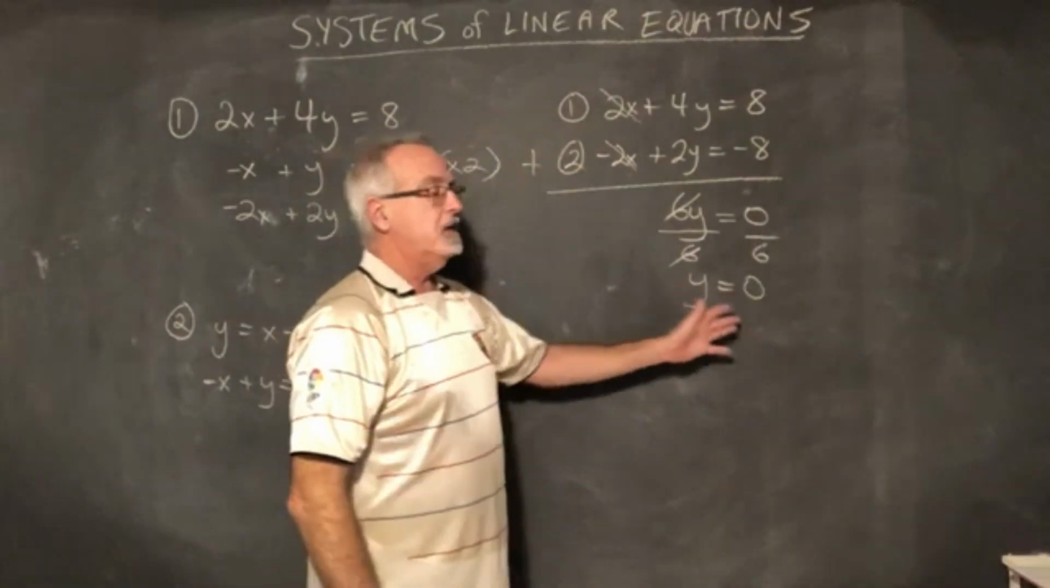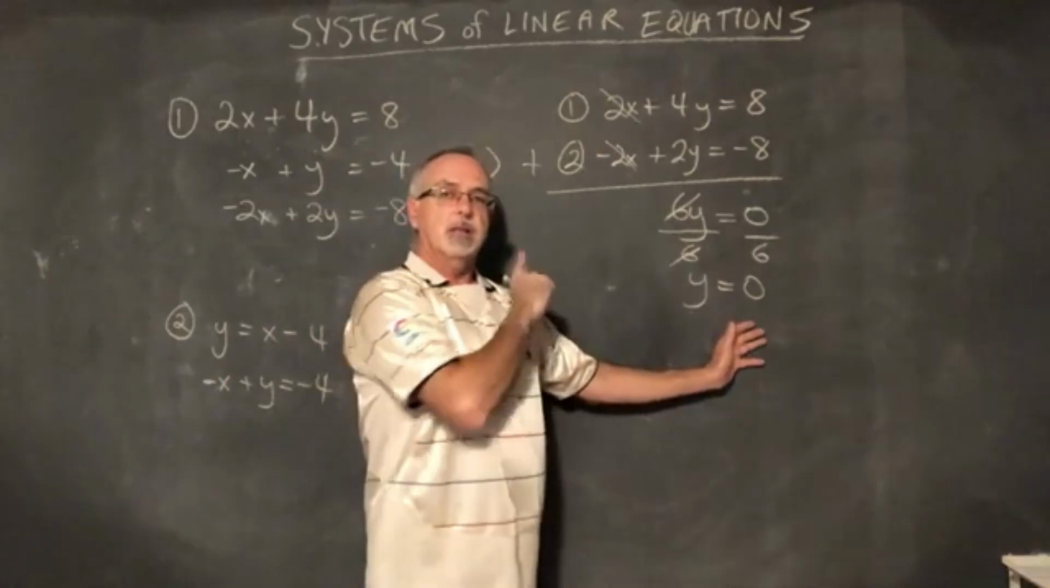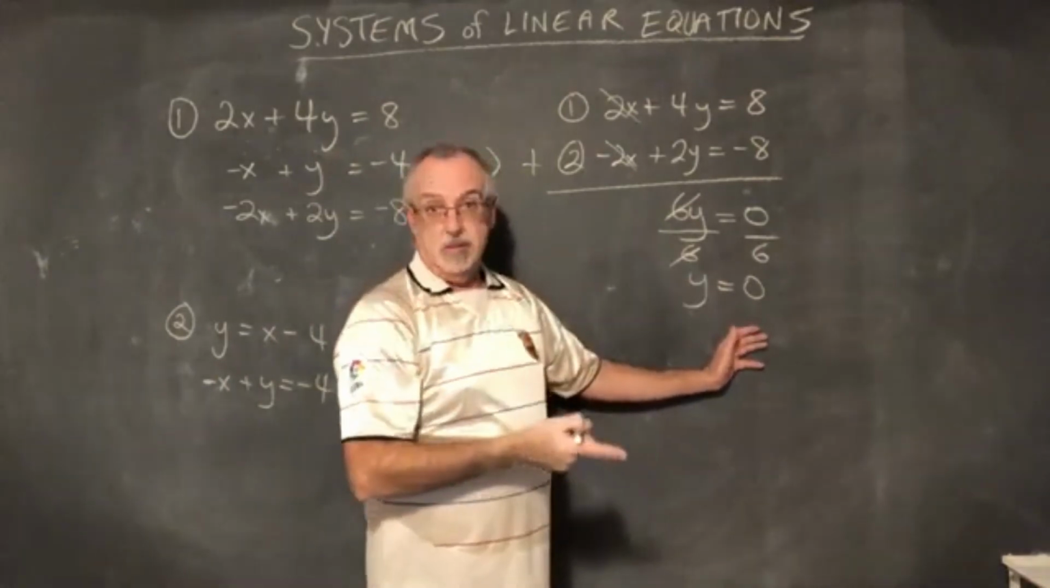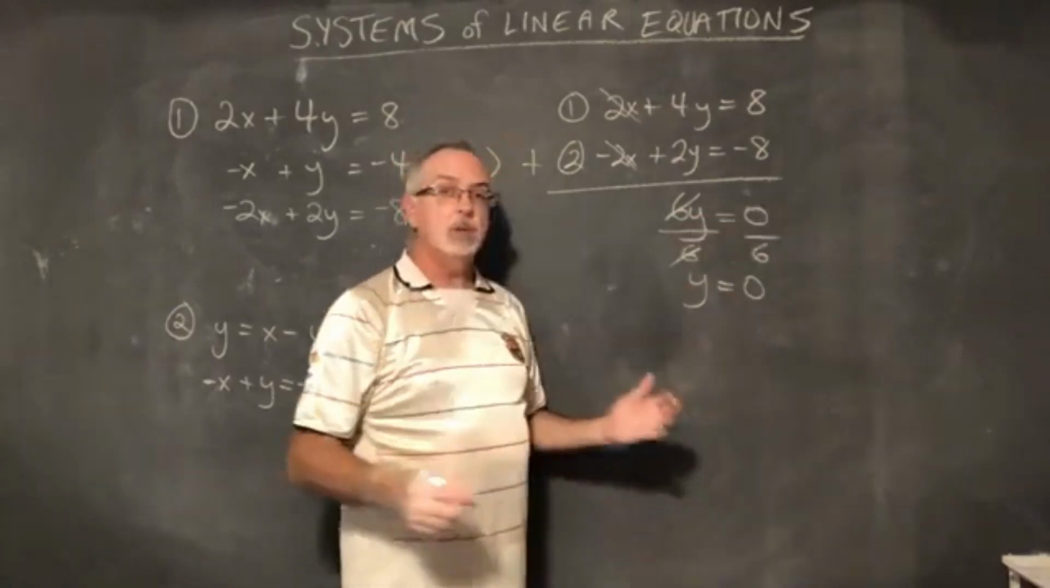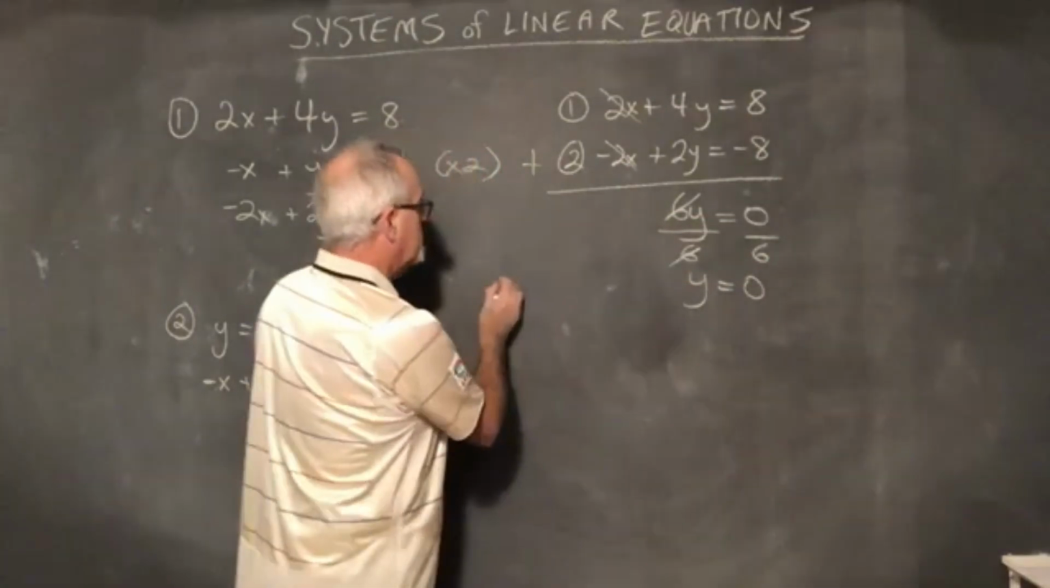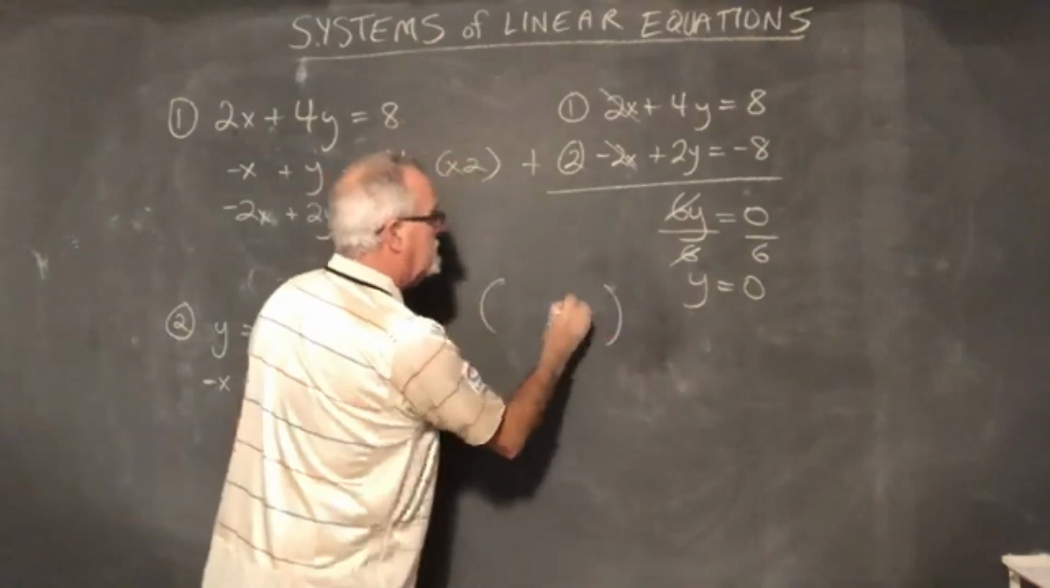And if you remember the answer we got when we did this system with the graphing method, y was equal to 0. And this is why we shouldn't panic when this happens. Y equals 0 is a perfectly good answer. So in our answer, after the comma, I'm putting a 0.